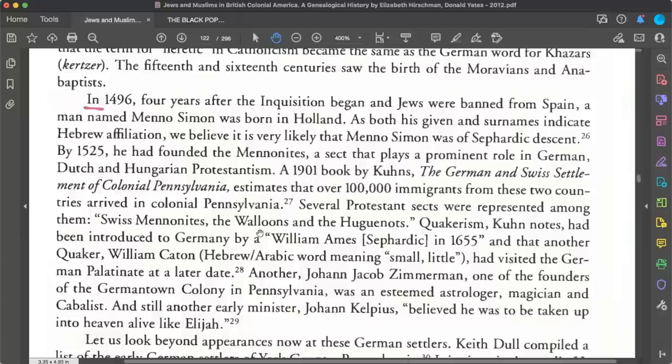Quakerism, it connotes, had been introduced to Germany by William Ames, Sephardic, in 1655, and another Quaker, William Canton, a Hebrew-Arabic word meaning small, little, had visited the German Palatinate at a later date. Another, Johann Jacob Zimmermann, one of the founders of the Germantown colony in Pennsylvania, was an esteemed astrologer, magician, and Kabbalist. And still another early minister, Johann Kelpius, believed he was to be taken up into heaven, alive like Elijah.